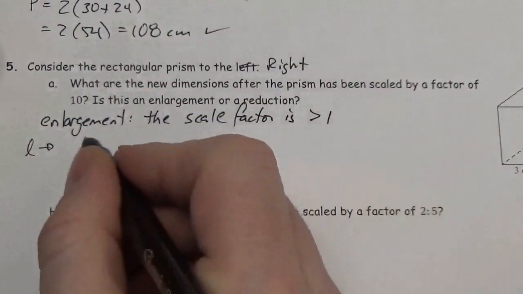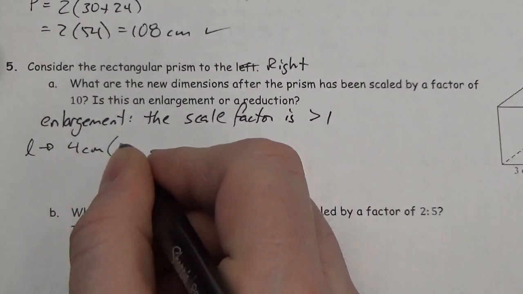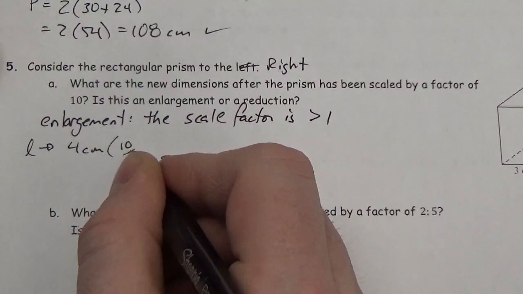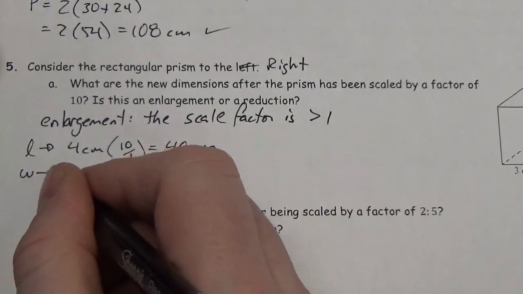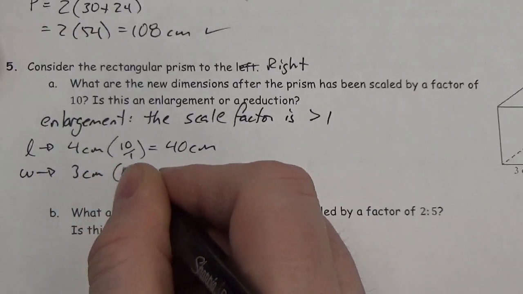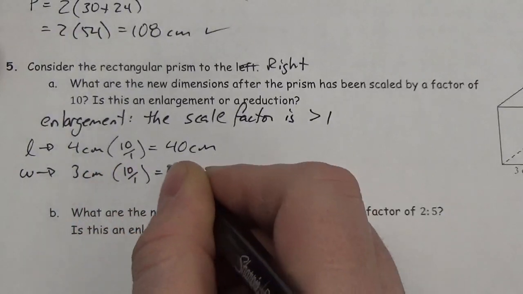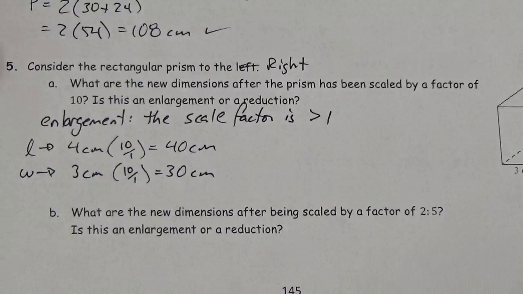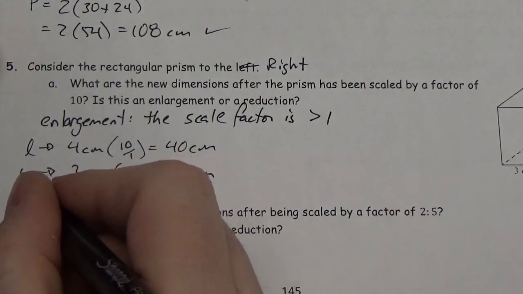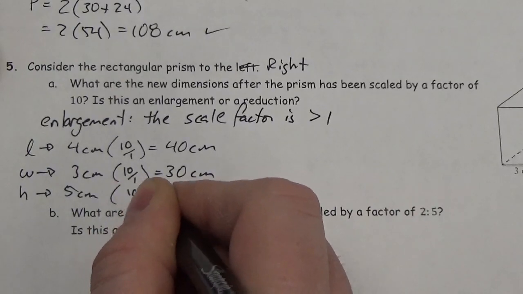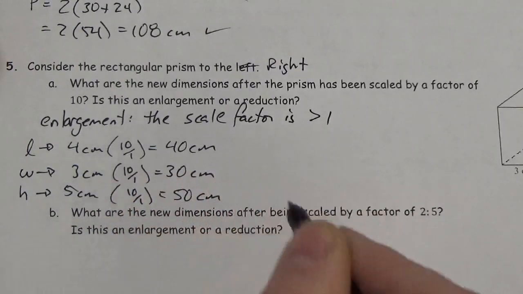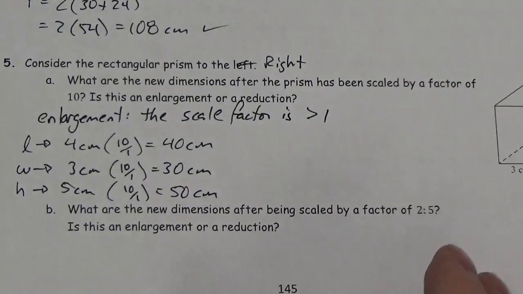Okay, so the length, I'm going to take that 4 centimeters and multiply it by the scale factor, which is 10 over 1. That's going to end up being 40 centimeters. The width, at 3 centimeters, same thing, because it shouldn't matter which direction I go. A linear distance here is going to be scaled by the same factor. And then our height at 5 centimeters multiplied by 10 over 1 is going to be 50 centimeters. That's the new one. Okay, good.